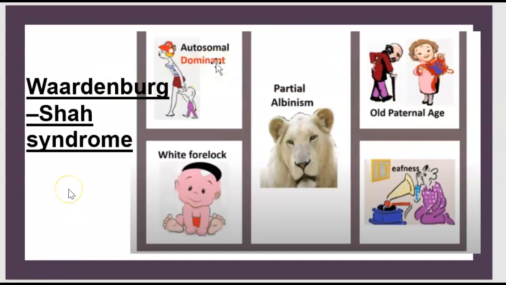Waardenburg syndrome: autosomal dominant, partial albinism, old paternal age, deafness, and white forelock.